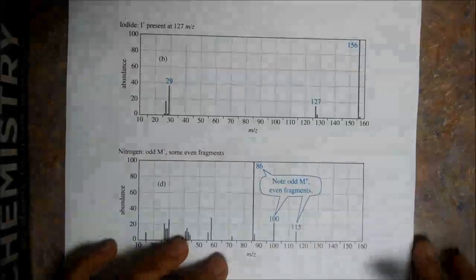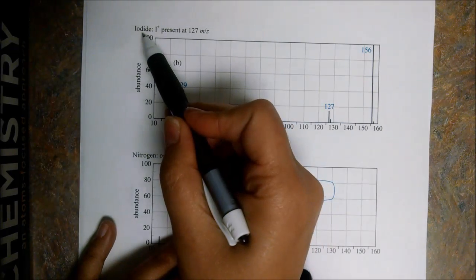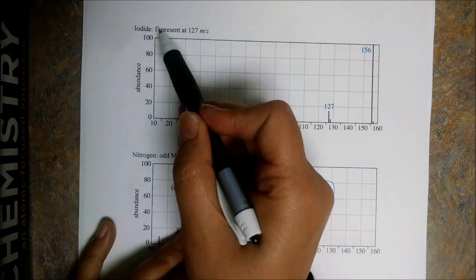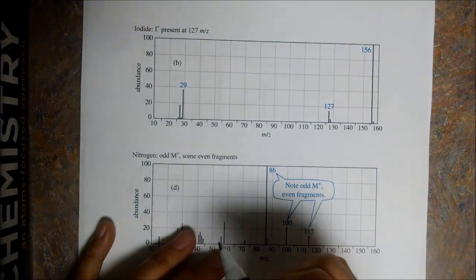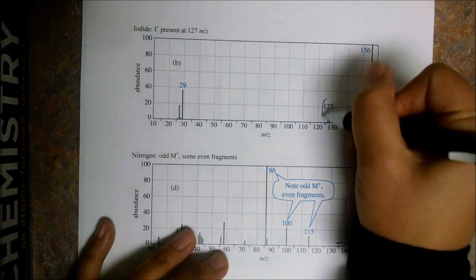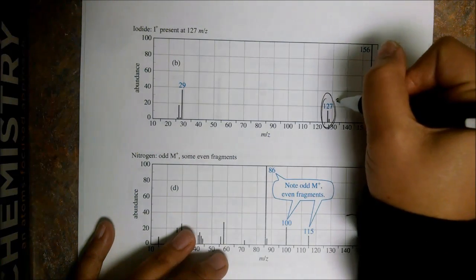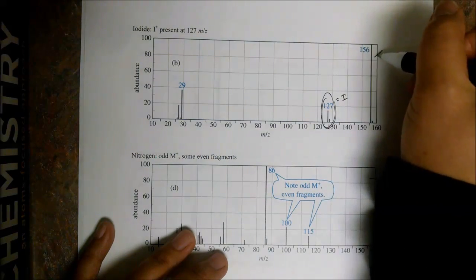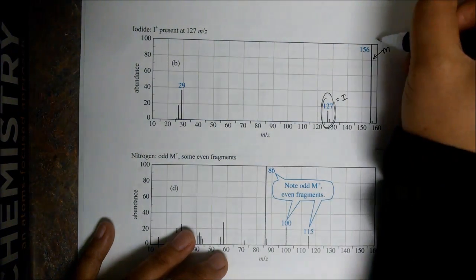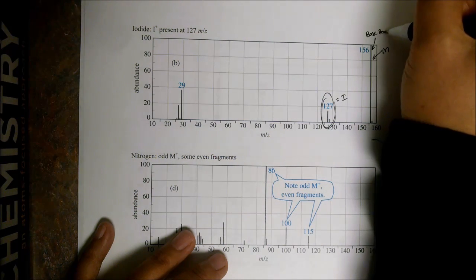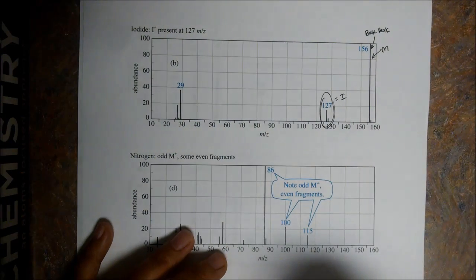Alright, iodines. How can we tell that we might have an iodide in our sample? Well, the I plus ion is present at an m over z, or a mass of 127. Oh, look, here it is. This means we have iodide. Here is our molecular ion. It's also our base peak, you can see as well, because it's the largest peak on there. So it just so happens that our molecular ion is also our base peak.